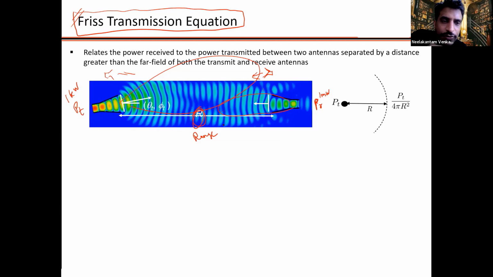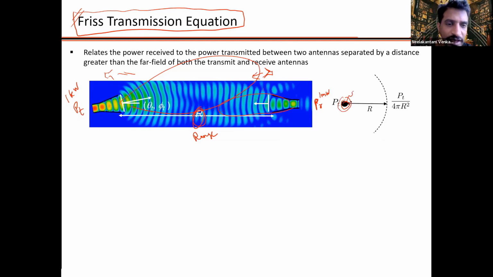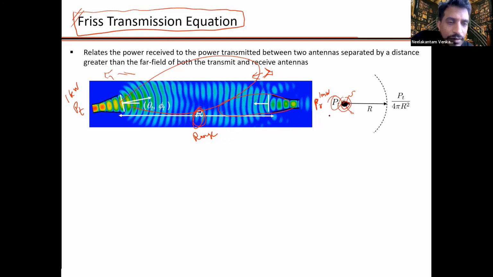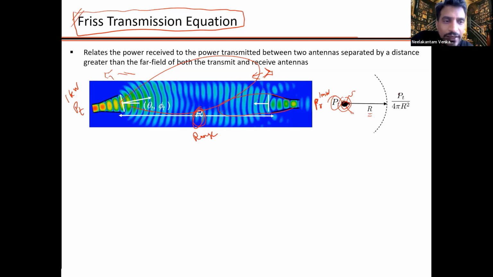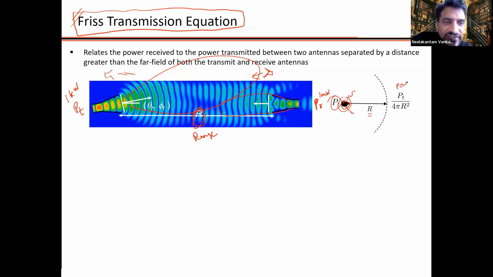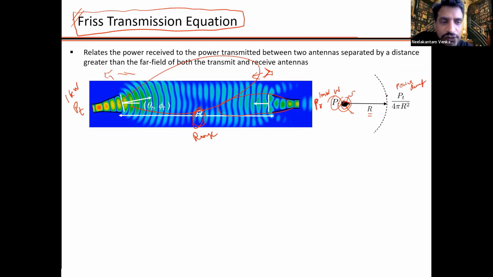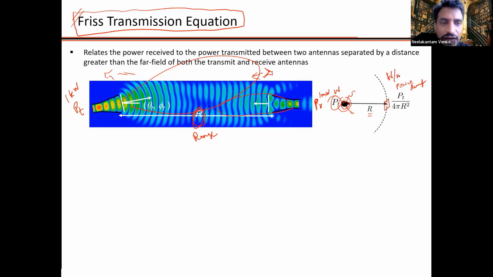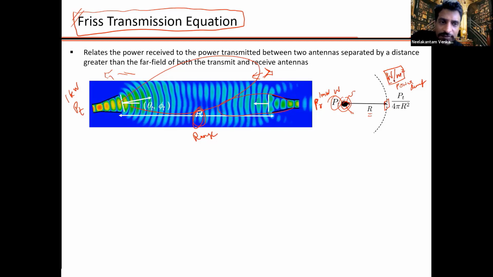What it essentially tells you is, when I have an isotropic radiator that radiates equally in all directions, and I transmit a power PT, then at a certain distance r away, the power density that I see, which is how much power per unit area I get, is going to be that many watts per meter square. That's the power density.